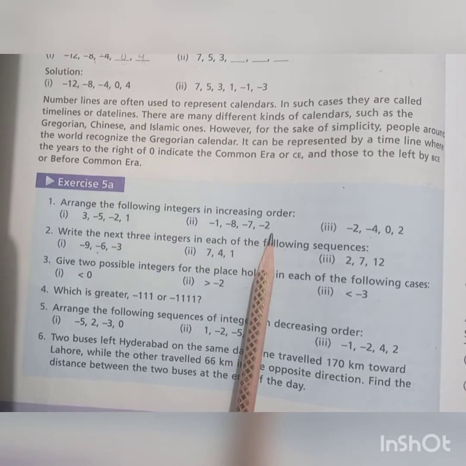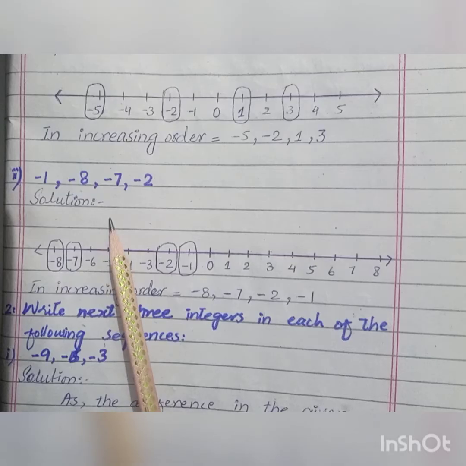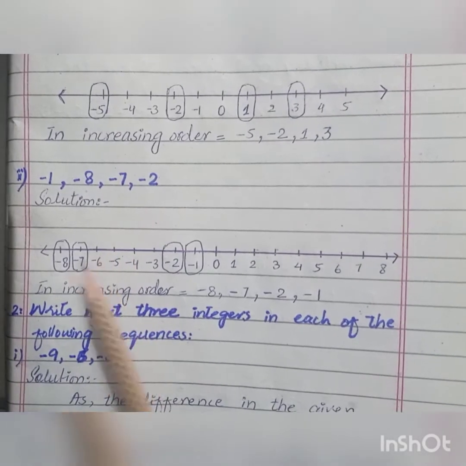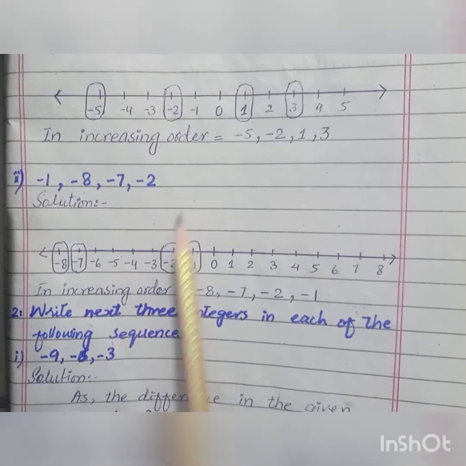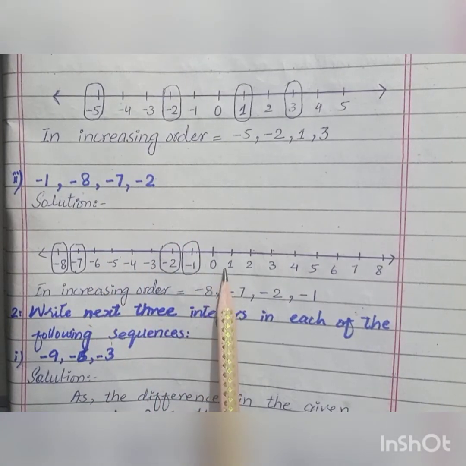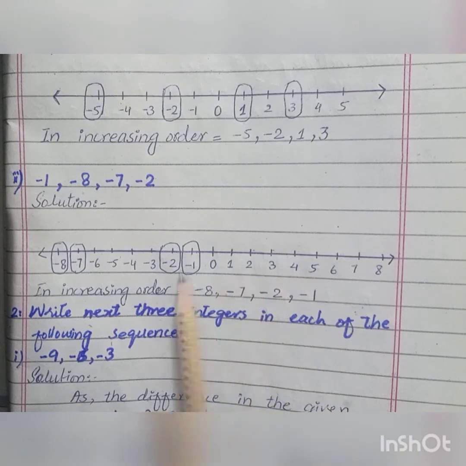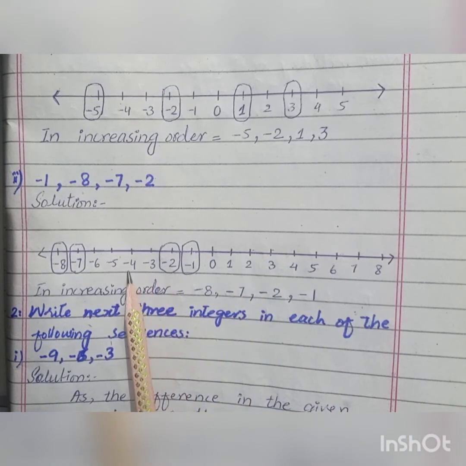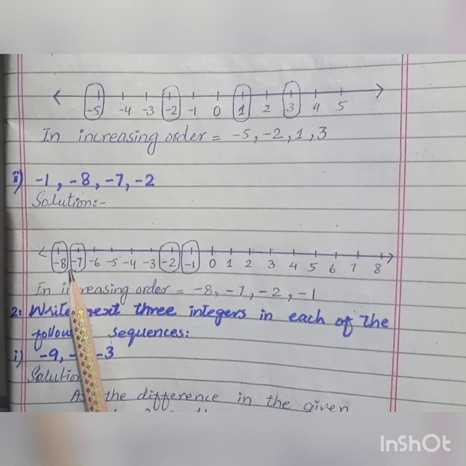Now part number 2 is minus 1, minus 8, minus 7 and minus 2. Let's write it too in increasing order. Here you can see that first of all we will represent these numbers on a number line. 0 is mentioned here, then 1, 2, 3, 4, 5, 6, 7, 8 and also minus 1, minus 2, minus 3, minus 4, minus 5, minus 6, minus 7 and minus 8.